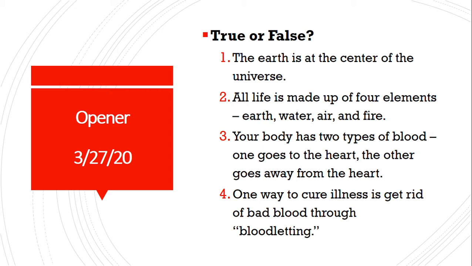But the truth is the Earth is not at the center of the universe. There are many more than just 4 elements. Your body only has 1 type of blood. The same blood circulates throughout your body. There isn't a different type that goes to or from the heart. And bloodletting is something they used to do to try and cure illness. I think we saw this in a video once, where they would cut people open. Remember when they were trying to cure the plague and allow blood to drain? They thought if you get rid of bad blood, that would cure people. That doesn't help at all. If anything, it makes things worse. So all those statements were false.